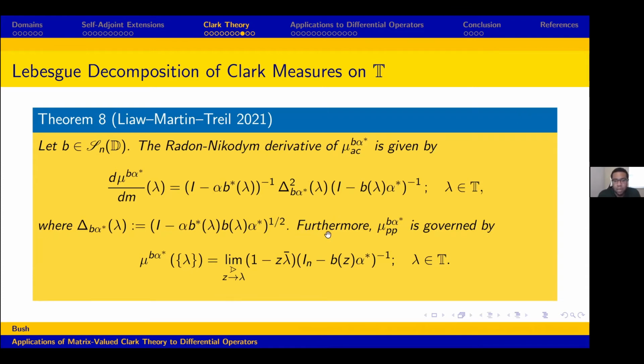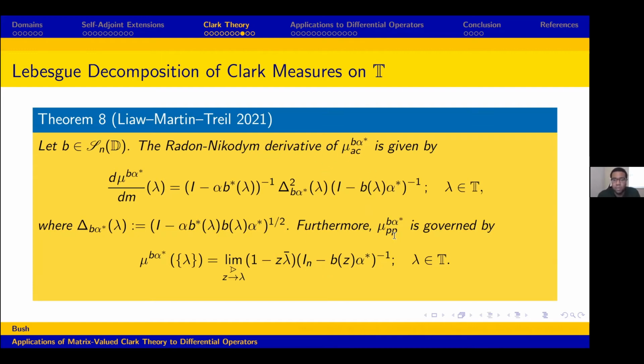And then the pure point part is governed by this limit here. A feature I'll point out is that, since we're talking about lambda on the unit circle, if z goes to lambda, then z lambda bar goes to 1. So this term will always be going to 0. The only hope that you have that this limit is not 0 is if this matrix goes to 0. Okay. And so those are the two points.